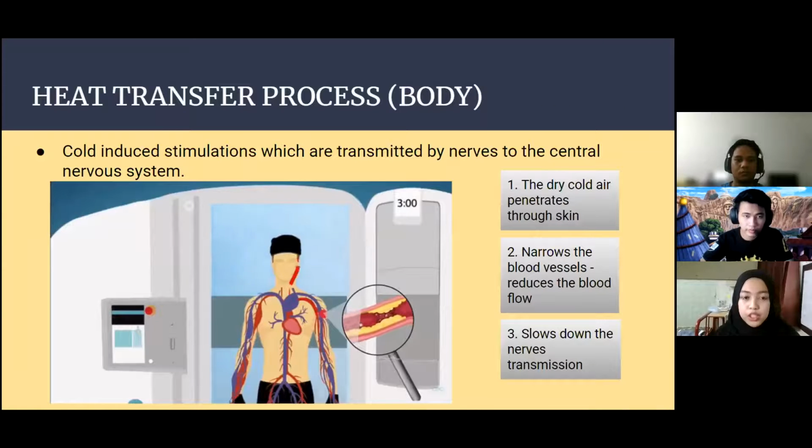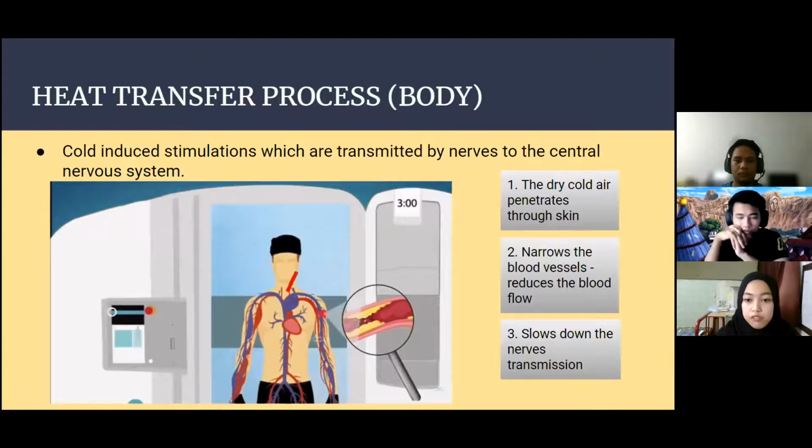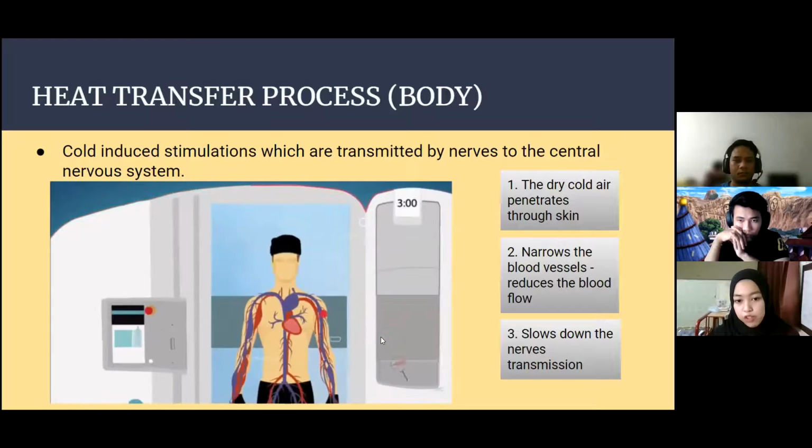So that is the process of the cryo chamber. For the body, the heat transfer process is where the cold induces stimulation, which is transmitted by the nerves to the central nervous system. Once we enter the cryo chamber, our body is exposed to the cold temperature. The dry cold air penetrates our skin and narrows down the blood vessels, as you can see over here, and thus reduces the blood flow to the painful or inflamed area.